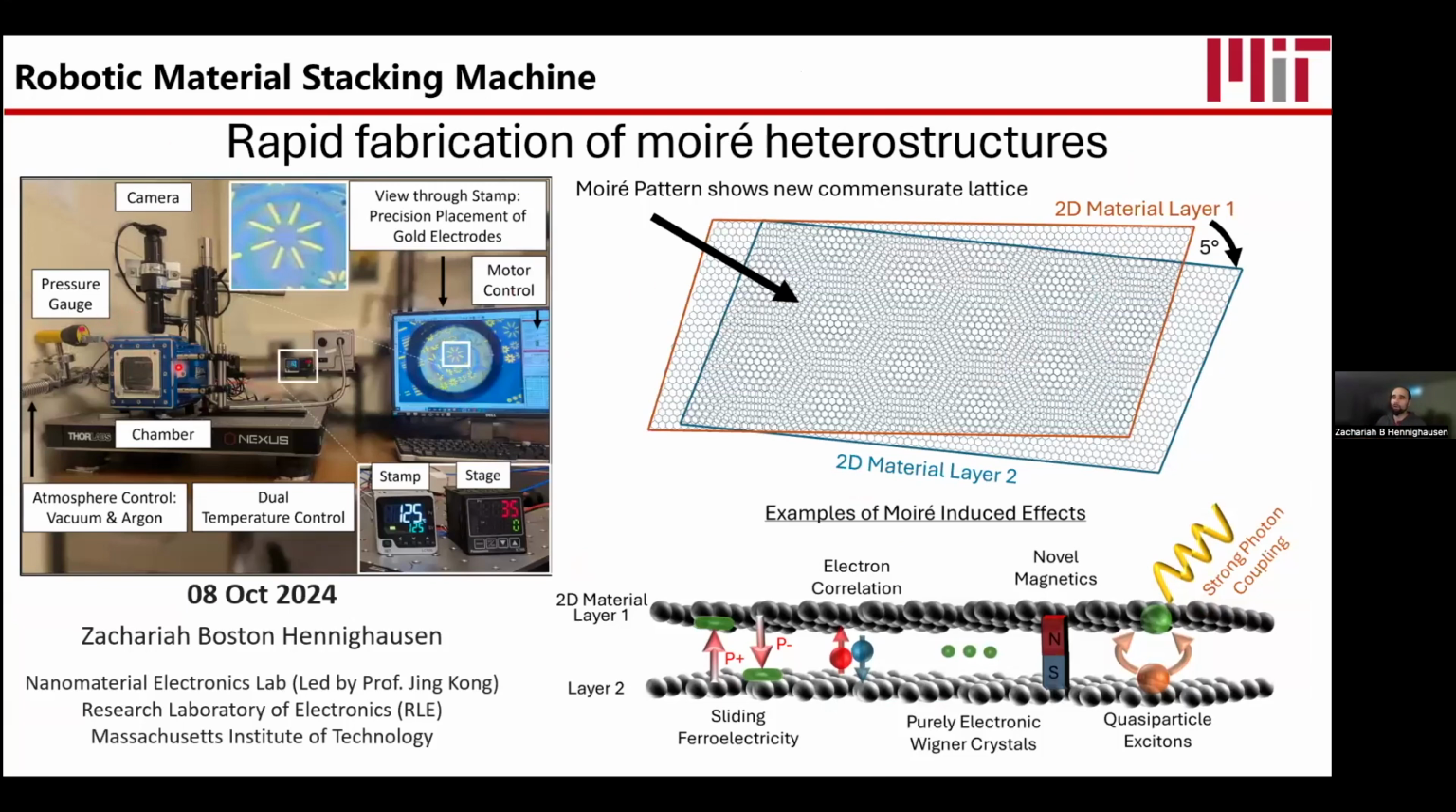We have our setup right here. This is the chamber. We have our camera. We have a pressure gauge. We do things a little different. We put in an argon atmosphere, and we don't use a turbo pump. We use a roughing pump, so we only go to like 70 millitorr. But hopefully the argon atmosphere gives a level of cleanliness. We also have two heaters, a stamp heater and a stage heater, so both sides.